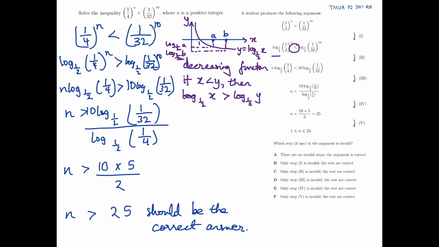So the answer is B. Only step 1 is invalid. So I hope you enjoyed that problem. There's a lot of food for thought there, but I hope you now realise the significance of drawing out the logarithm graph and seeing whether it's an increasing or decreasing function and what we need to do to that inequality sign whenever we take log base whatever off both sides.